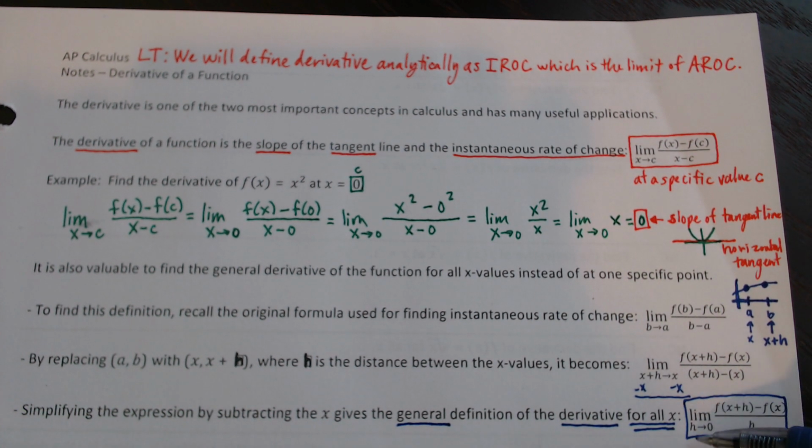So what you're looking at here, the limit as h goes to 0 of f of x plus h minus f of x over h is the difference quotient that we call the general derivative. And this is the derivative that you find for a function, and it holds true for all x. So once you have that formula for the function, you can substitute any x value, and it gives you the correct derivative for that x value.